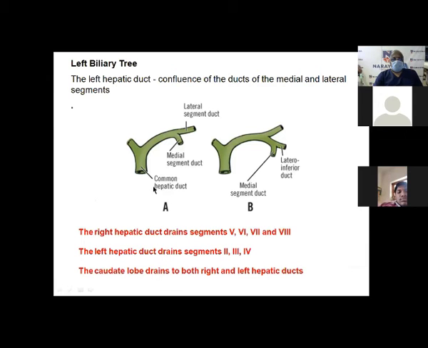Left biliary tree: common, medial and lateral segment, lateral inferior and lateral superior, and medial segment. That is what it is divided into. Correct?